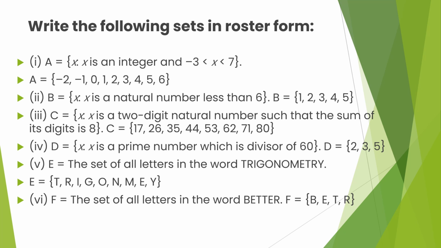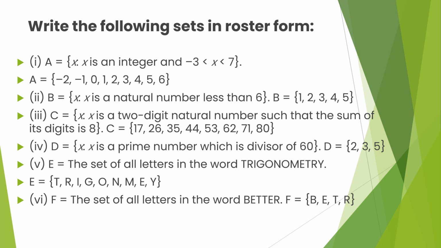B, set of all x such that x is a natural number less than 6. Natural number starts with 1, 2, 3, 4 and so on. So B is 1, 2, 3, 4, 5. C, set of all x such that x is a 2-digit natural number such that the sum of its digits is 8. 2-digit numbers whose sum is 8. So which are they? As listed, 17, 26 up to 80.